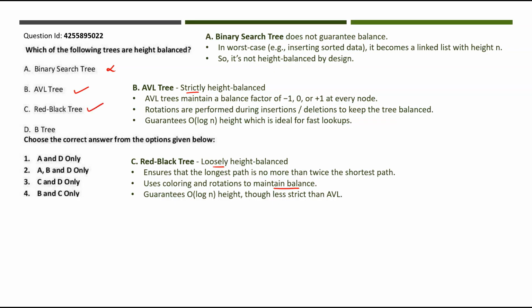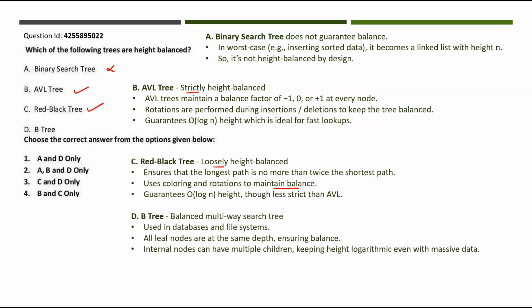What about B tree? B tree is a balanced multi-way search tree. It is used in databases and file systems. All leaf nodes are at the same depth, ensuring balance. Internal nodes can have multiple children, keeping height logarithmic even with massive data. This is also a height balanced tree only. So D is also included.